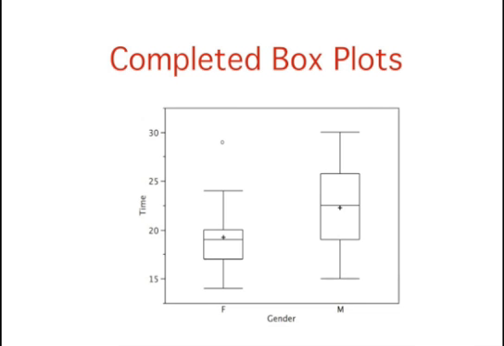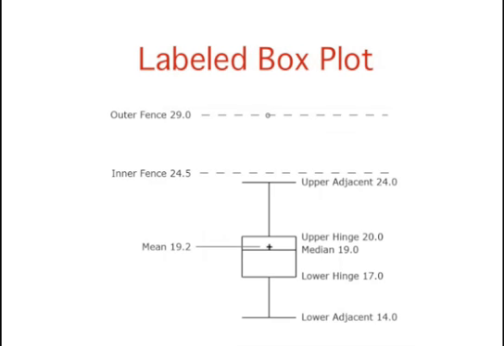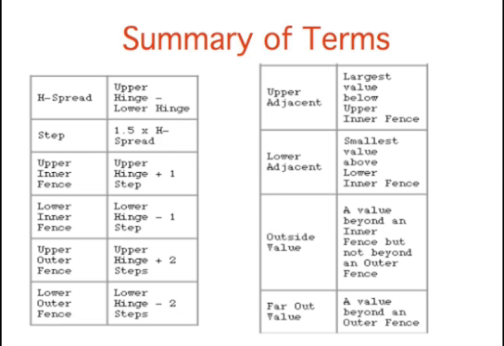We also can see that the median time for women is pretty close to the 25th percentile for men. This indicates that a woman who is slower than half of the women would be slower than only about 25% of the men. Here we see the box plot for the women with detailed labels. We conclude with a summary of the key terms.